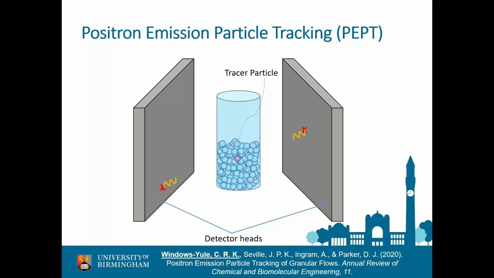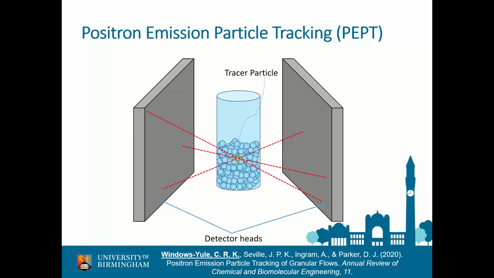And since we know that they form a straight line, if we can detect each one of these gamma rays, then we can reconstruct the path that we know it must have followed. And if we can reconstruct this path enough times, and we know that all these paths have to go through our tracer particle, then we can actually locate where our tracer particle is.